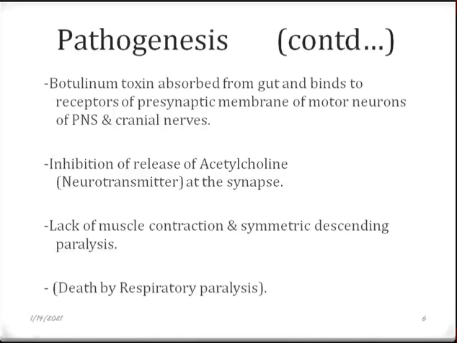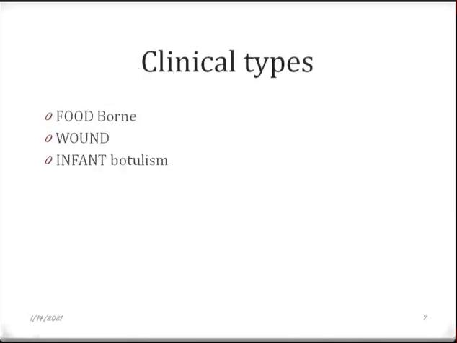Death in botulism is due to respiratory paralysis. This is the general mechanism of pathogenesis. But there are three clinical types of botulism: foodborne botulism, wound botulism, and infant botulism. The mechanism differs slightly in different clinical types.